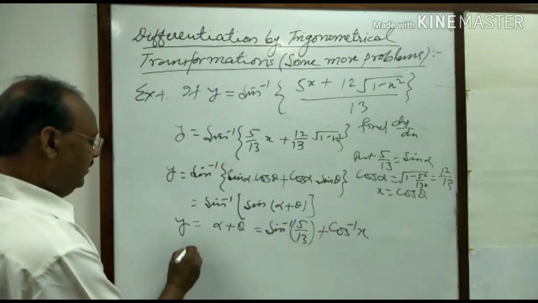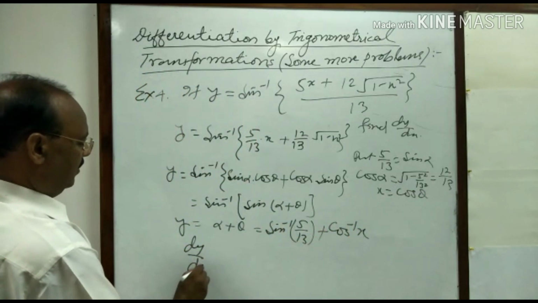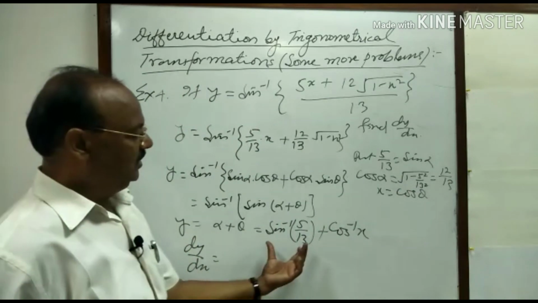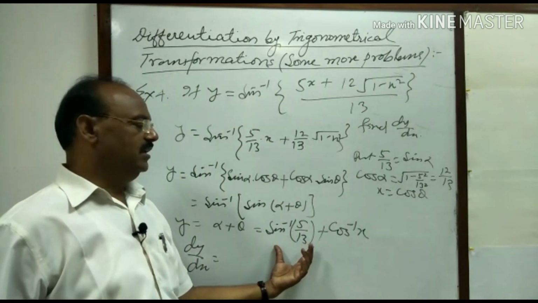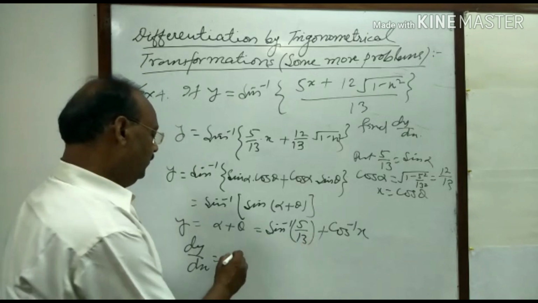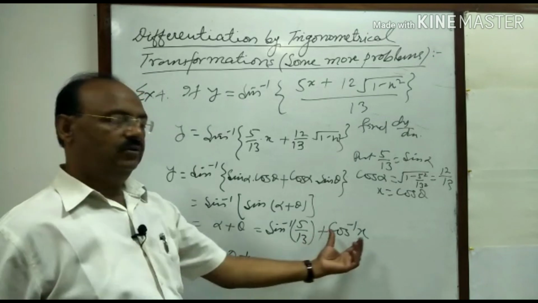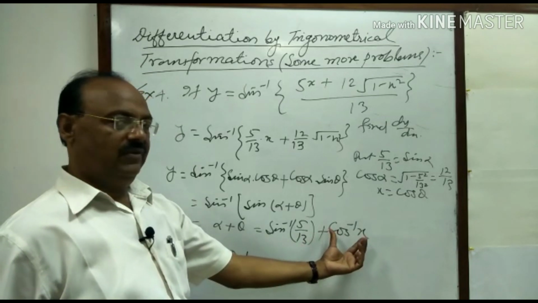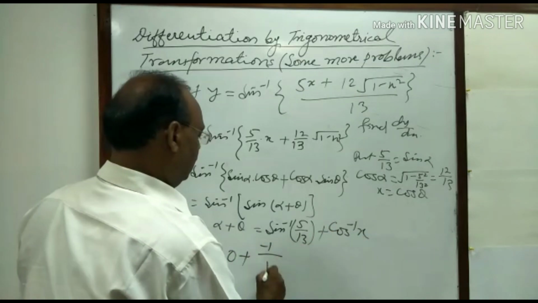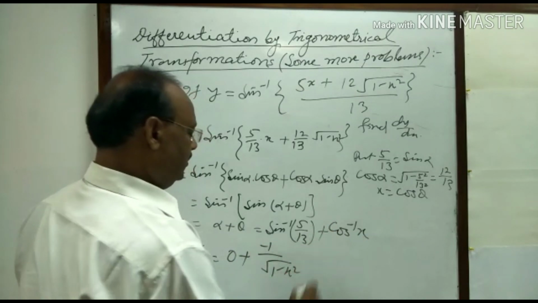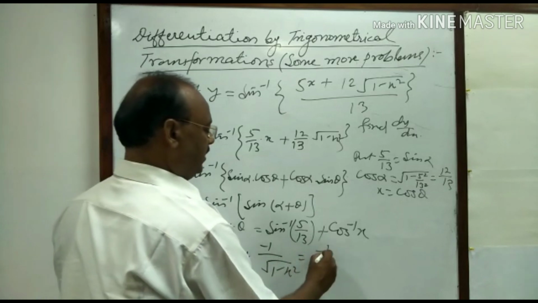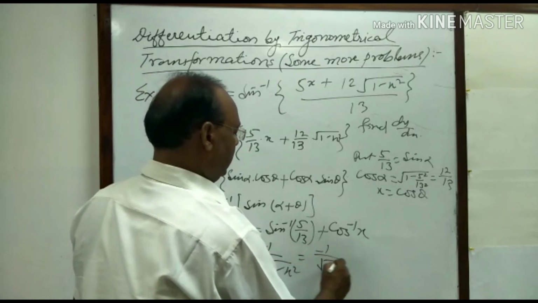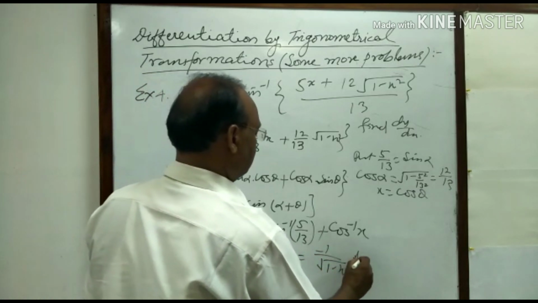Now we can get the derivative very easily. So derivative of y with respect to x, you see this is a constant number, there is no variable, so its derivative will be 0. And you know the formula, derivative of cos inverse x is minus 1 upon root over 1 minus x square. So finally we are getting the answer here, minus 1 by root over 1 minus x square.